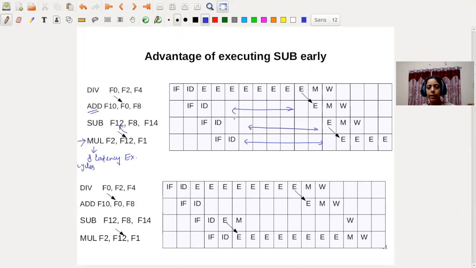Now what is going to happen is all these instructions are delayed, and then the mul is going to take another 8 cycles after this particular stage to complete its EX stage.